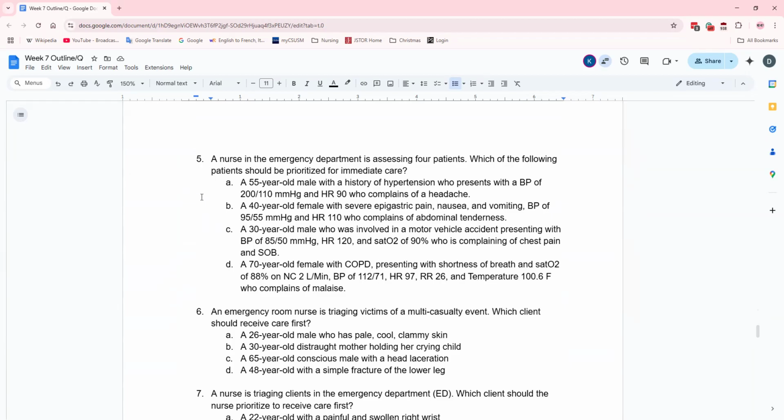Here, I think the last three are ER, emergency triage questions. A nurse in the ED is assessing 4 patients. Which of the following should be prioritized for immediate care? A 55-year-old with a history of hypertension who has a blood pressure of 200/110 and a heart rate of 90 who complains of headache. A 40-year-old with severe epigastric pain, nausea, vomiting, BP of 95/55, heart rate of 110, complaints of abdominal tenderness. A 30-year-old who was involved in an MVA presenting with blood pressure of 85/50, heart rate of 120, SpO2 of 90, complaining of chest pain and shortness of breath.